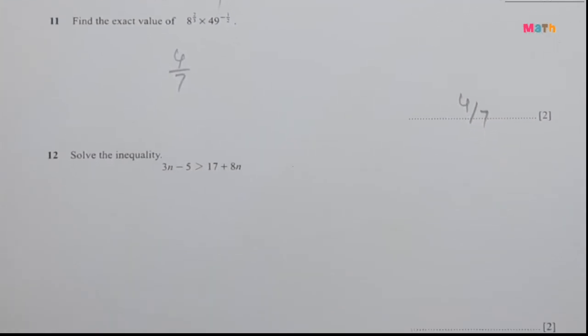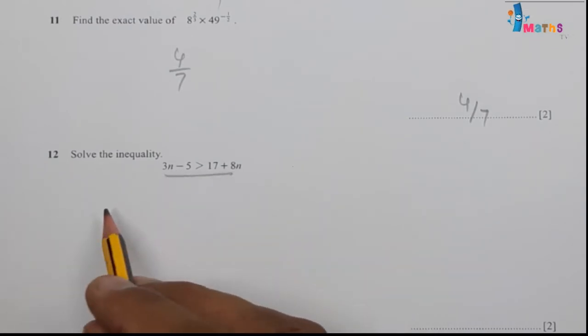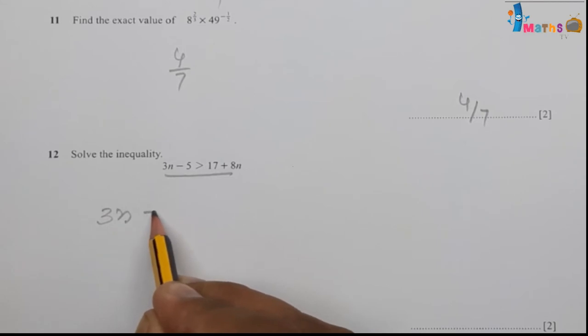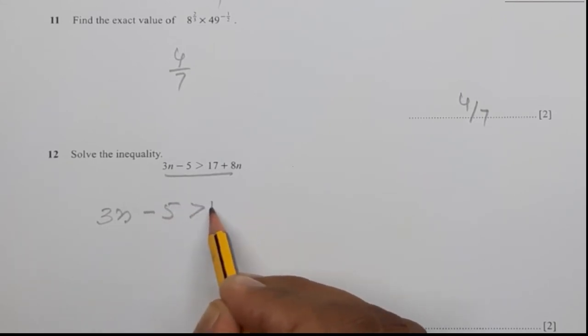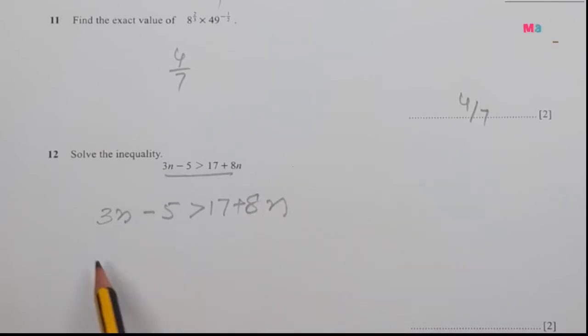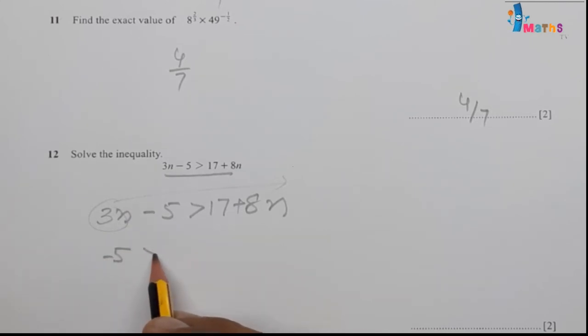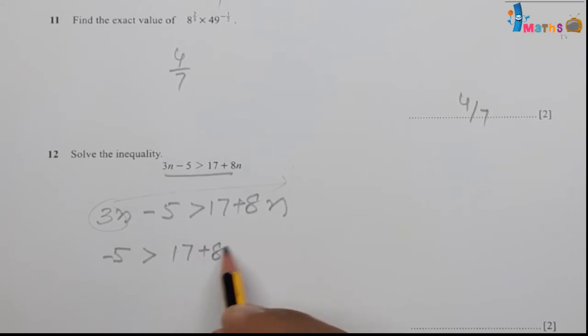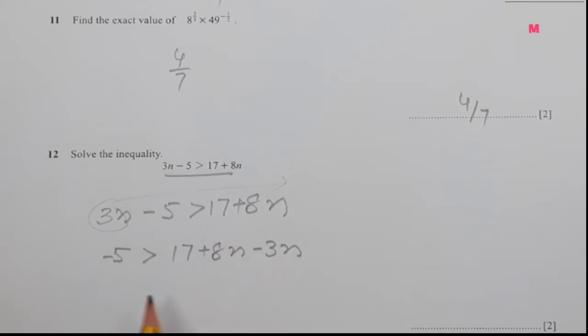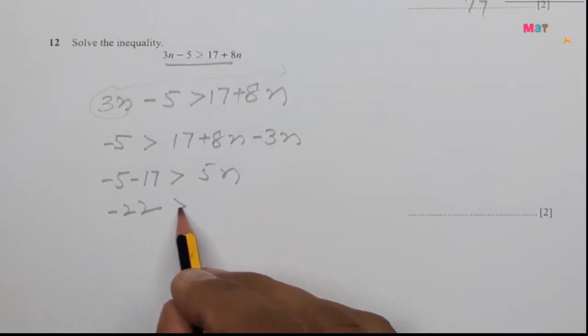Solve the inequality. Question number 12, solve the inequality. This inequality is given. 3n minus 5 is greater than 17 plus 8n. So we can shift this to this side and we can write minus 5 is greater than 17 plus 8n minus 3n. So minus 5 and this 17 we can shift to the other side. Minus 17 is greater than 5n. Now this will be minus 22. Minus 22 is greater than 5n.